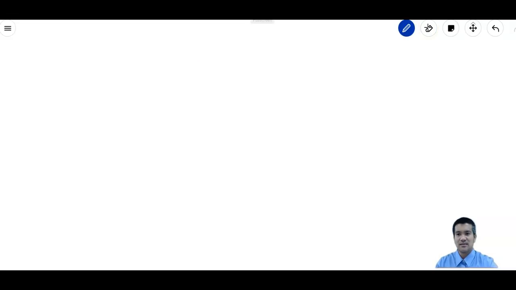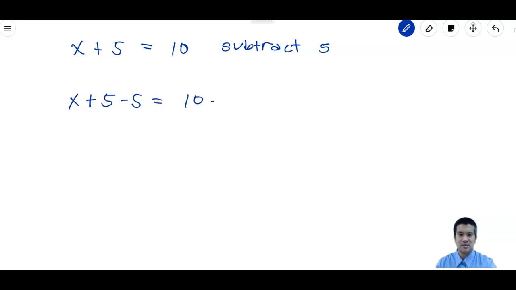Okay, another example. Let's say we have x plus 5 equal to 10. Okay, so what will we subtract? We are going to subtract 5. Subtract both sides by 5. So therefore we will have x plus 5 minus 5 equals 10 minus 5. So in this equation, we can go directly to subtraction. So therefore we'll have now x is equal to 5.